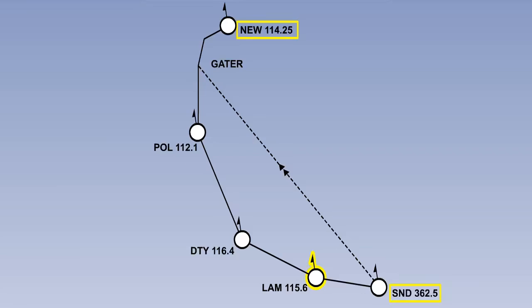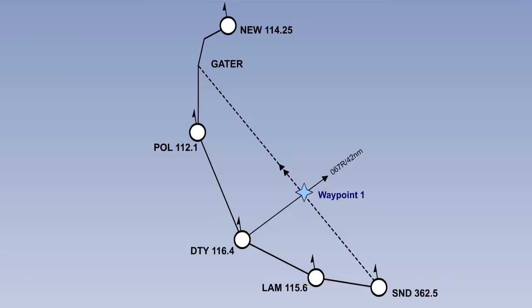There are beacons close to his route: Lambourne, Lima Alpha Mike; Daventry, Delta Tango Yankee; and Pole Hill, Papa Oscar Lima. If he were to fly from one beacon to the next, it would not be the shortest route. The RNAV system allows the pilot to create waypoints, called phantom stations, based on range and bearing information from the VOR and DMEs. He then flies a straight line between the waypoints.